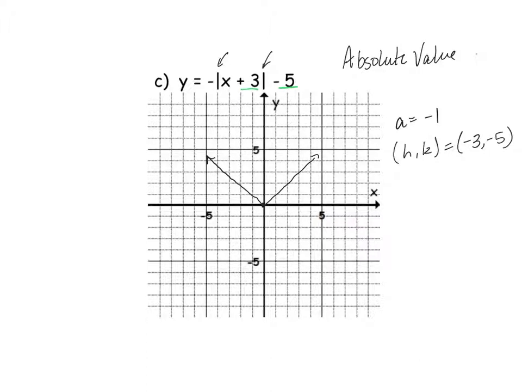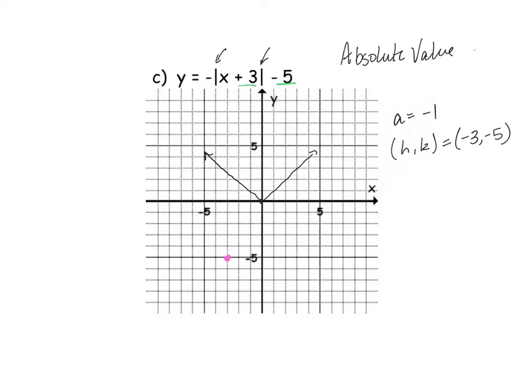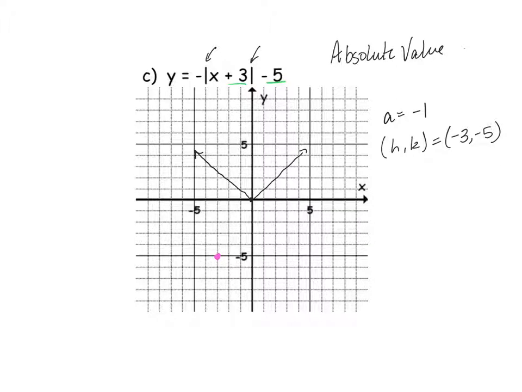So I'm going to take the point -3, -5, and graph it. Normally I would have gone up in both directions, but I'm going to undo that because of this negative. Instead, I'm going to go down in both directions, over one, out one and over one.